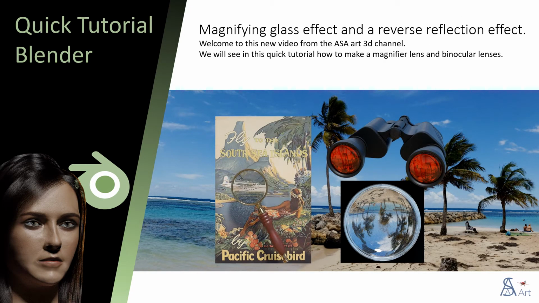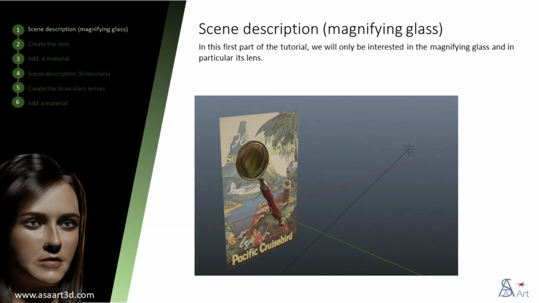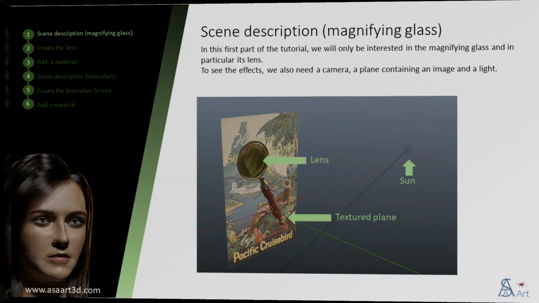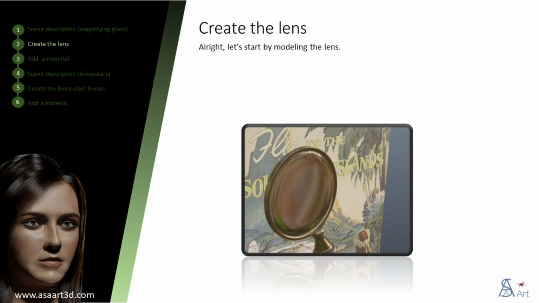We will see in this quick tutorial how to make a magnifier lens and binoculars lenses. In this first part of the tutorial, we will only be interested in the magnifying glass and in particular its lens. To see the effects, we also need a camera, a plane containing an image and a light. Alright, let's start by modeling the lens.